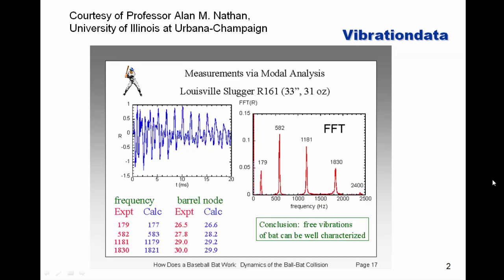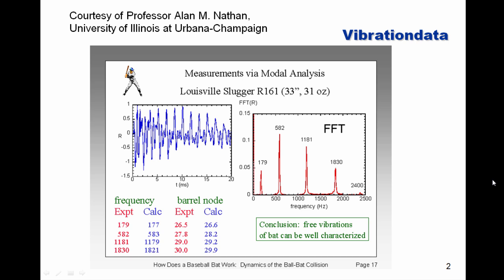So Fourier transforms. Here's some interesting research that was done by Professor Alan M. Nathan from the University of Illinois a few years ago, and he was interested in baseball bats. When the baseball bat strikes a ball, the ball effectively is applying a force impulse against the bat. I guess you could say vice versa as well. So we get a forced response.